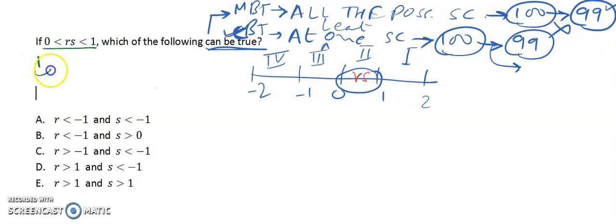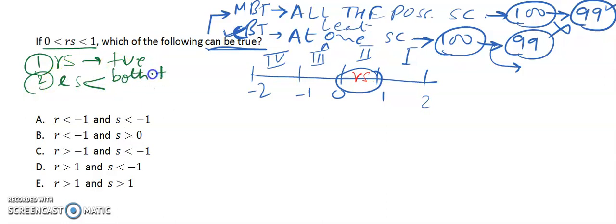draw some inferences. Number one, since RS lies between 0 and 1, RS is positive. Second, R and S can both be positive or both be negative. Since the product has to be positive, either both have to be positive or both have to be negative. It cannot be the case that R is positive and S is negative or vice versa.